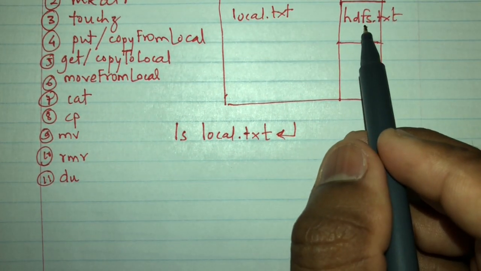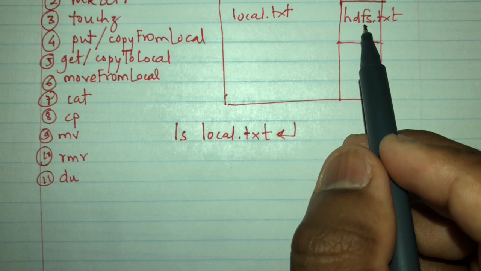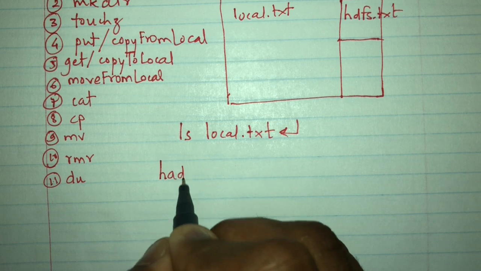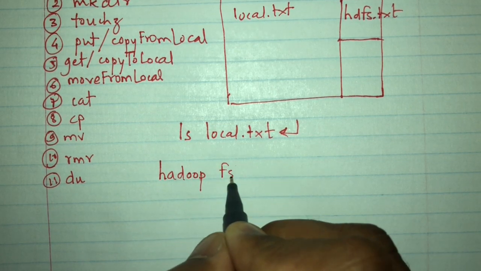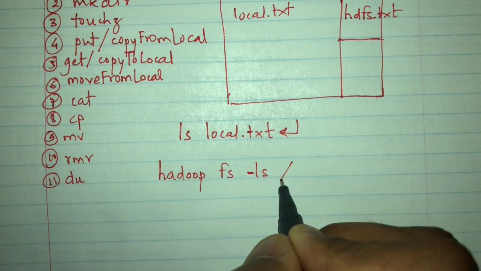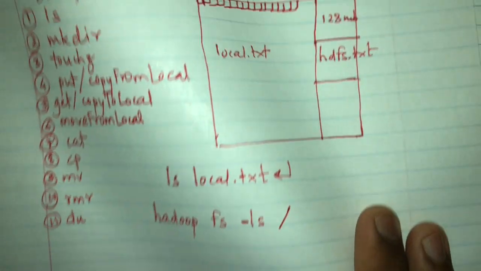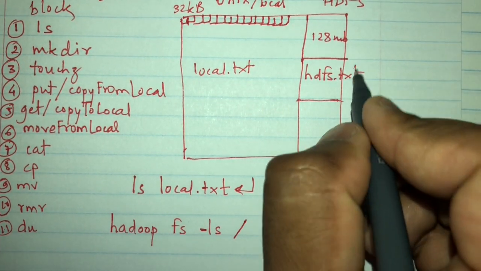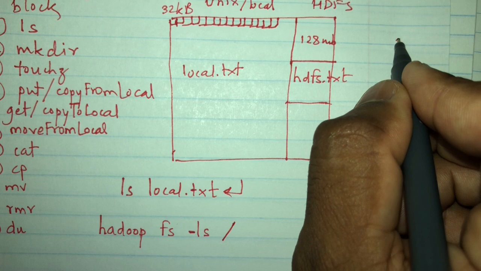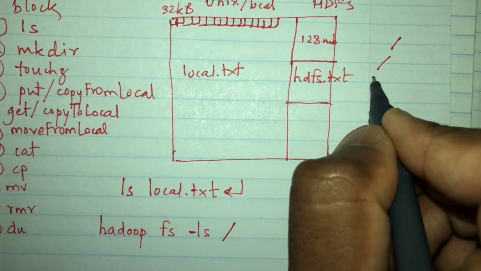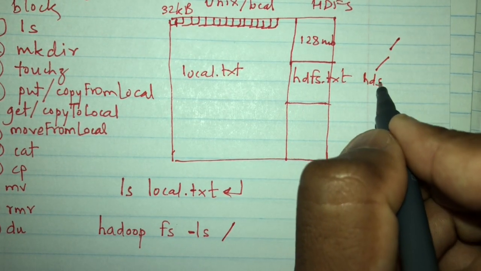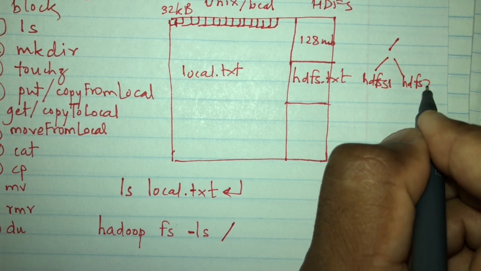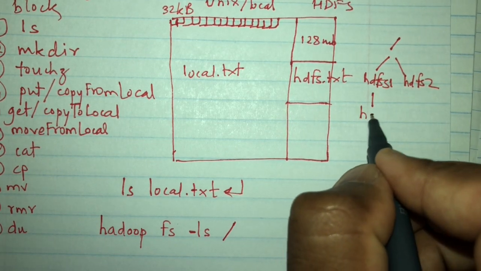However, if I want to run the ls command for HDFS, then the way I run it is hadoop fs -ls, and it also follows a tree structure, like the Hadoop distributed file system. So let's say this HDFS has this file structure. It has directories called HDFS FS1 and HDFS2, and it has a file called hdfs.txt.